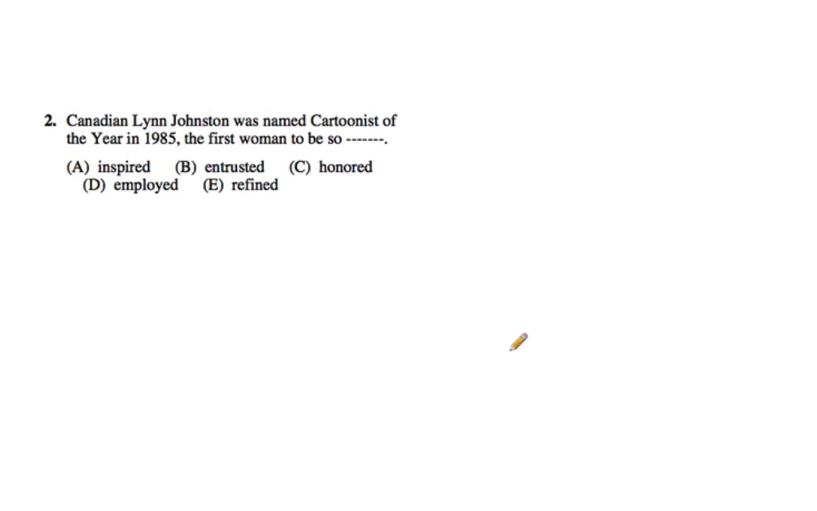All right, question 2. Canadian Lynn Johnston was named Cartoonist of the Year in 1985, the first woman to be so blank. Now, before we look at the answer choices, we want to pick a word on our own that would work in that blank. Now, she was named Cartoonist of the Year, and being named Cartoonist of the Year is like getting an award. We could certainly say that the word in that blank should be awarded. The sentence would certainly work if we said Canadian Lynn Johnston was named Cartoonist of the Year in 1985, the first woman to be so awarded.